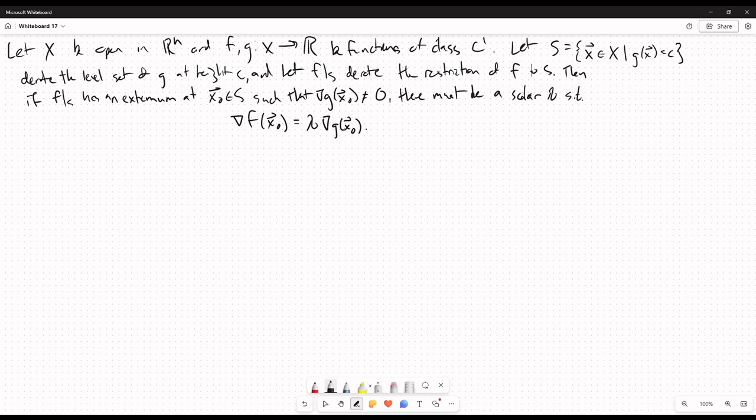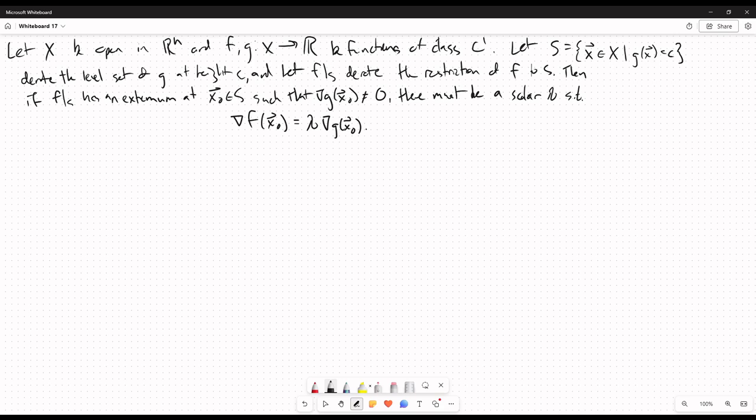In this video, we're going to look at why this Lagrange multiplier stuff works like we say it does. So let X be open in R^n, let f, g be functions from X to R of class C^1, let S be our level set of g at height c, and let f restricted to S be denoted as such.